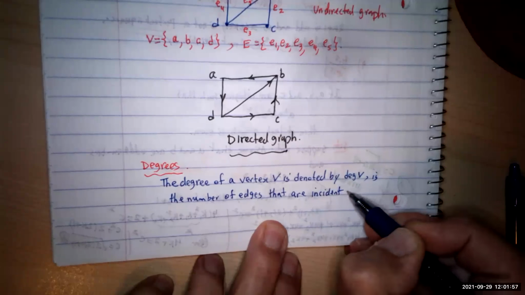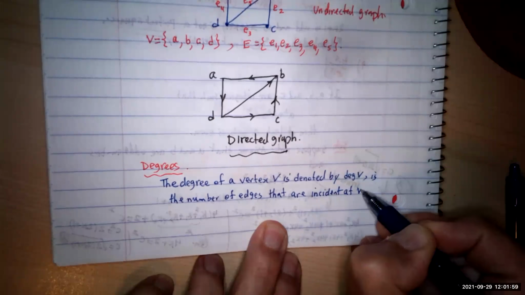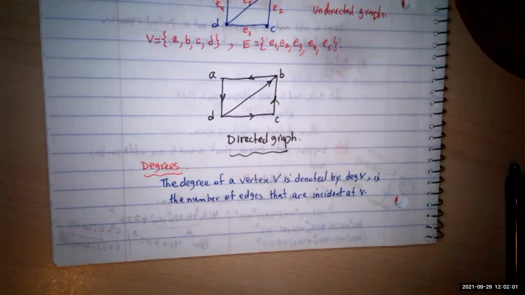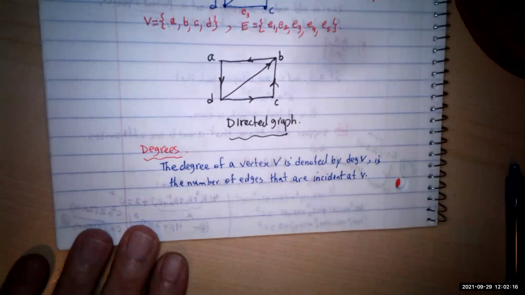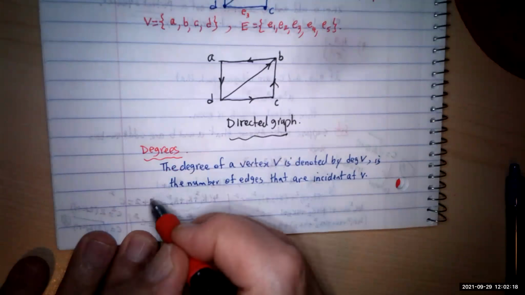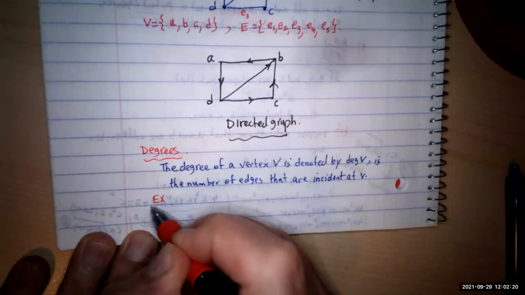Okay, incident at the V. So the number of the edges going through a vertex is going to be called the degree of that vertex. Okay, and what you want to do in a graph, then you have to go through this idea. Okay, so for example, just a quick one.